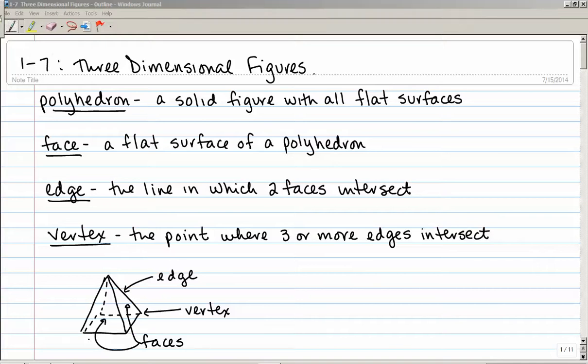So let's take a look at this pyramid here. So we have the faces, which are the triangular sides, and actually the square or rectangular base. The vertices, a vertex is any of these points on the edges here, and an edge is any one of these lines going down or even across the bottom where two of the planes intersect each other.